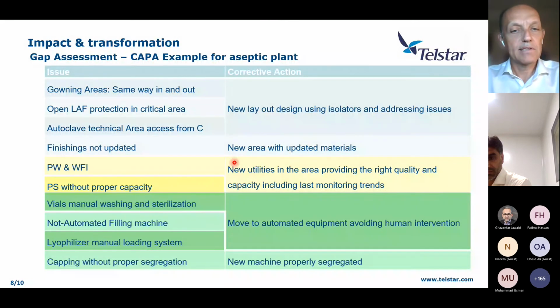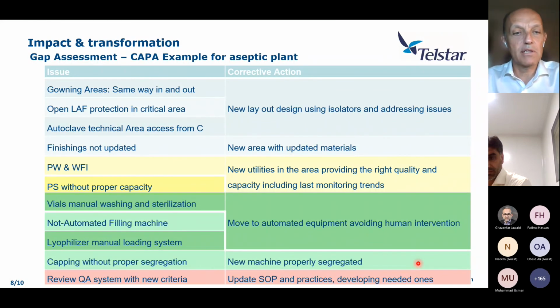Good. As I said, this is the machine evaluation, and we realized that the equipment should be automated, avoiding human intervention, and this is something to put into place. And also the capping machines should be properly segregated. This is something also requested. And last but not least, once you have all three initial parts covered, the quality assurance system was reviewed with the new criteria, and some SOPs had to be updated, some practices, and some new documents had to be developed, like the CCS, the Contamination Control Strategy, and some others.